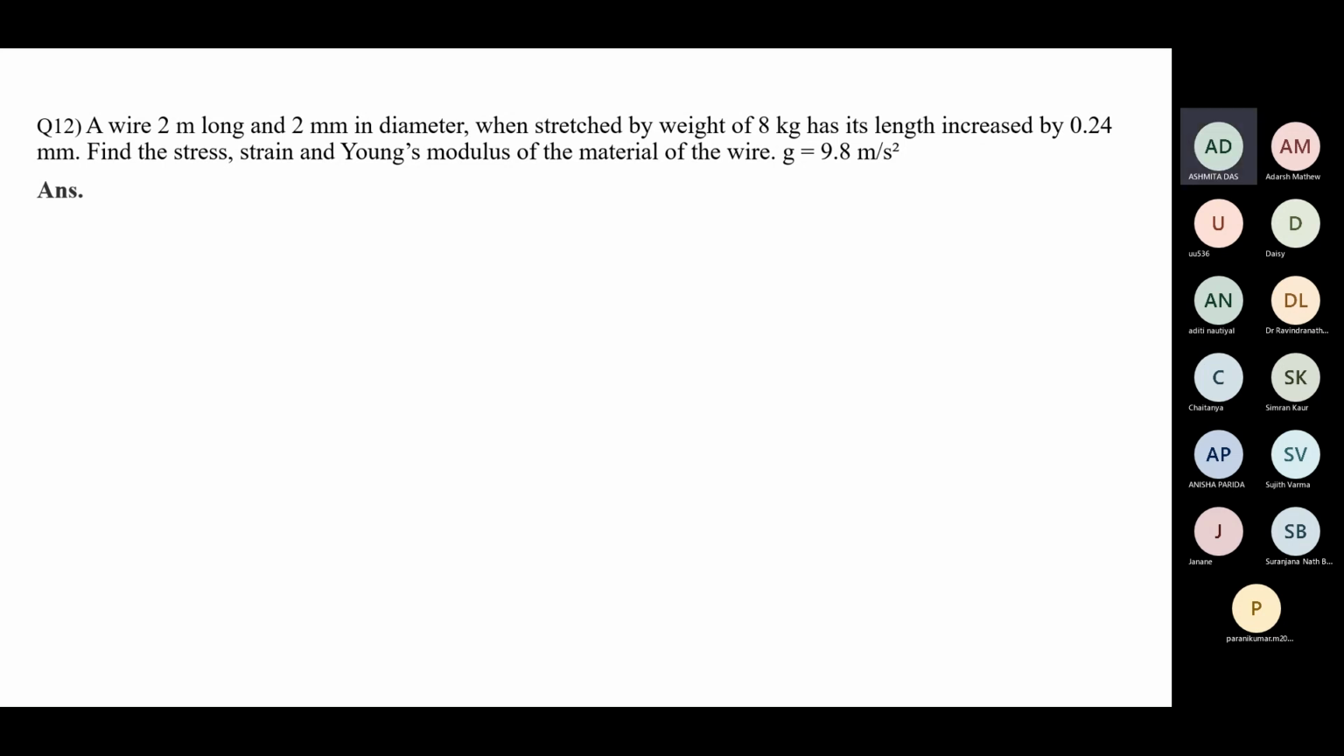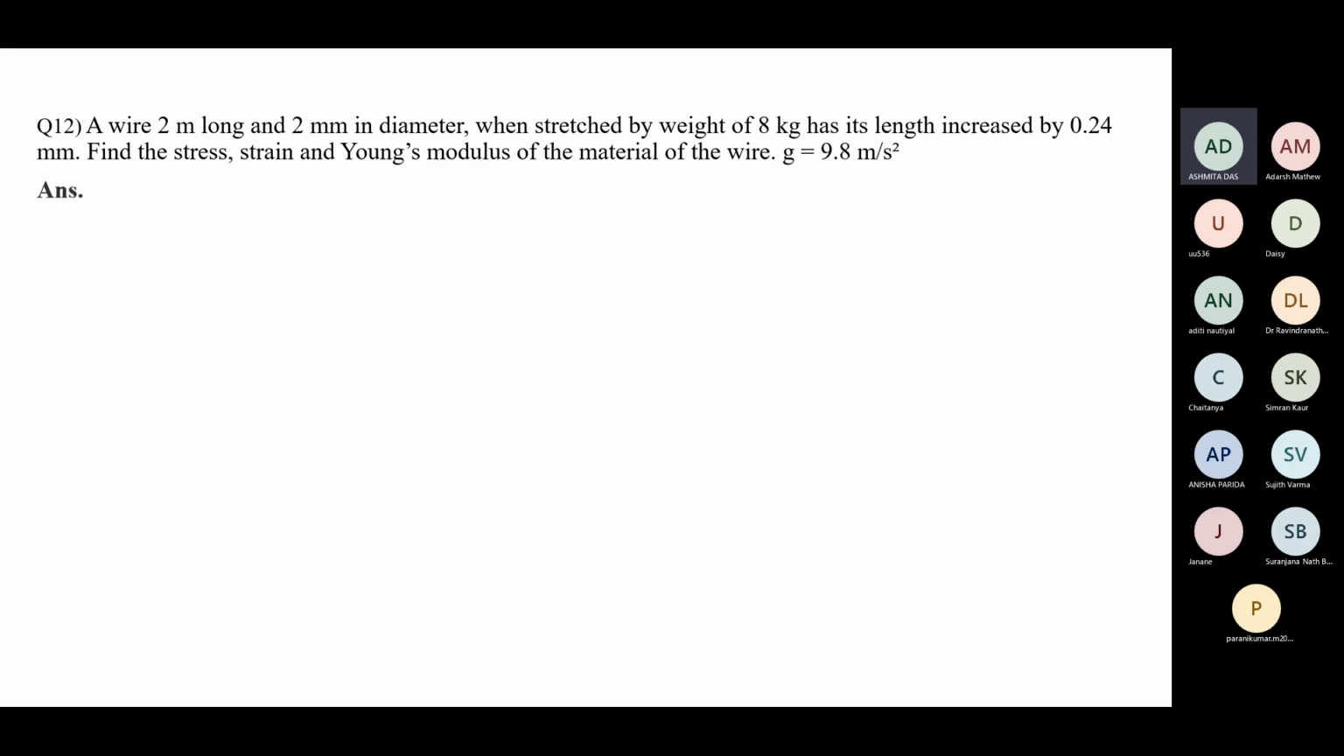Okay, the initial length of the wire is 2 meter, diameter of the wire is 2 millimeter, radius of the wire is 2 divided by 2, that is 1 millimeter, that is 10 to the power minus 3 meter. Weight attached is M equal to 8 kg. Increase in the length is 0.24 millimeter, that is 0.24 into 10 to the power minus 3 meter, and g is equal to 9.8 meter per second square.